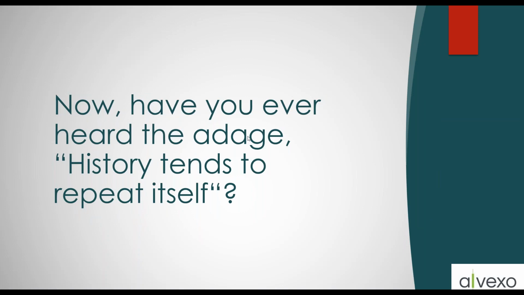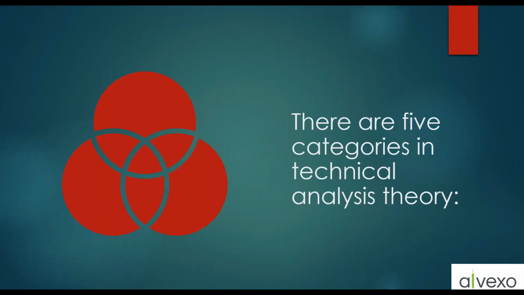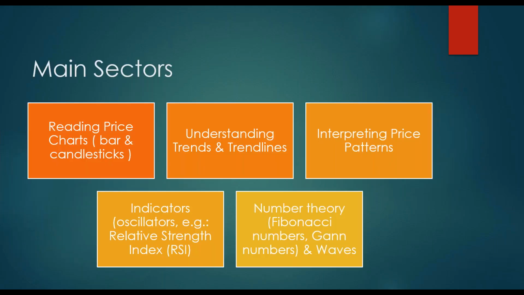Now, you've heard the old adage, history tends to repeat itself. So technical analysis is a method of predicting price movement and future market trends by studying charts. Now, there are 5 categories in technical analysis theory. So we have reading price charts, whether they're bar charts or candlesticks, understanding trends and trend lines, interpreting price patterns, which we looked at. There's triangles.